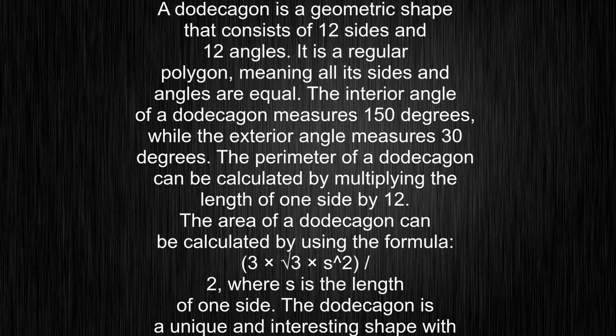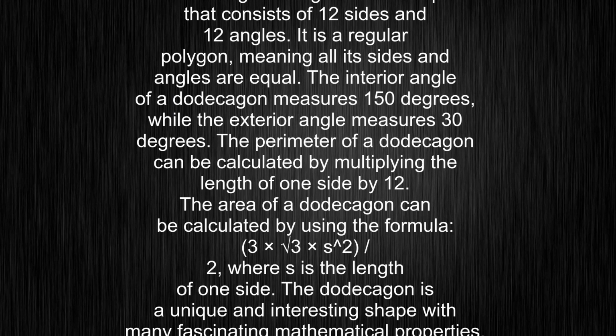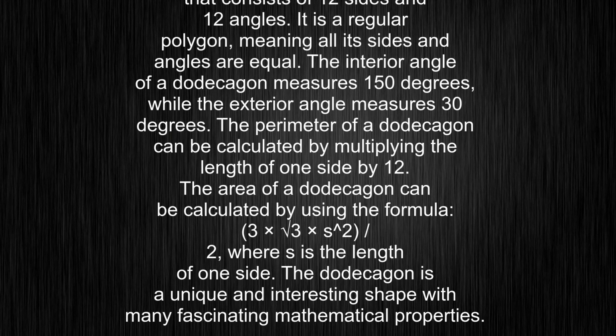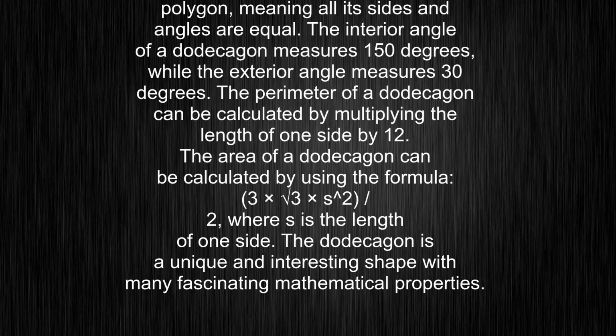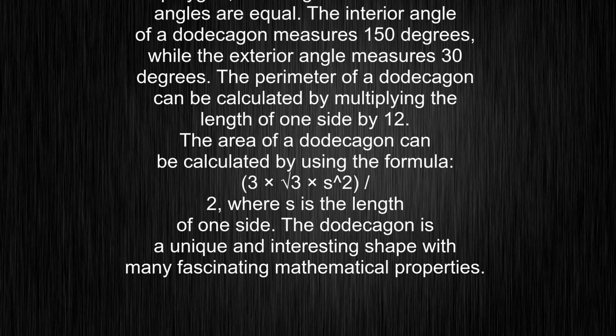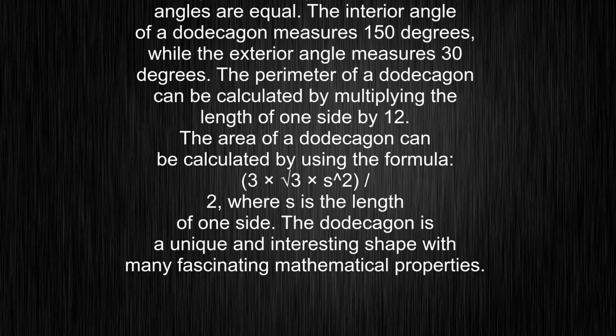The perimeter of a dodecagon can be calculated by multiplying the length of one side by 12. The area of a dodecagon can be calculated by using the formula 3 times square root 3 times s squared, /2, where s is the length of one side. The dodecagon is a unique and interesting shape with many fascinating mathematical properties.